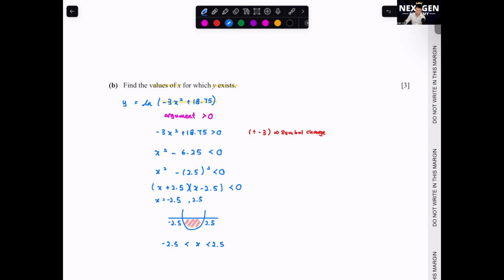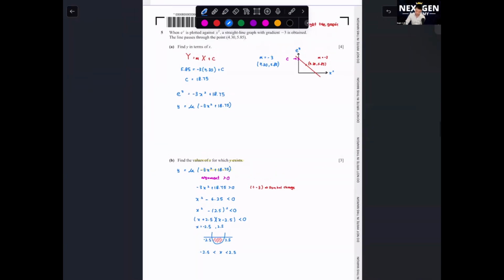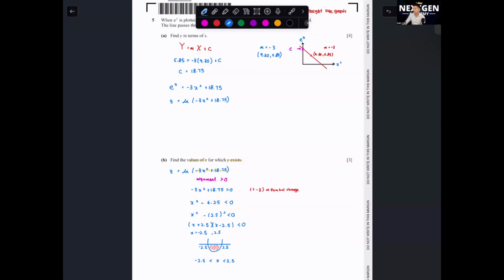All good. This is the straight line graph. If you can do this, can you all just type 5? We do one more before we take a short break.